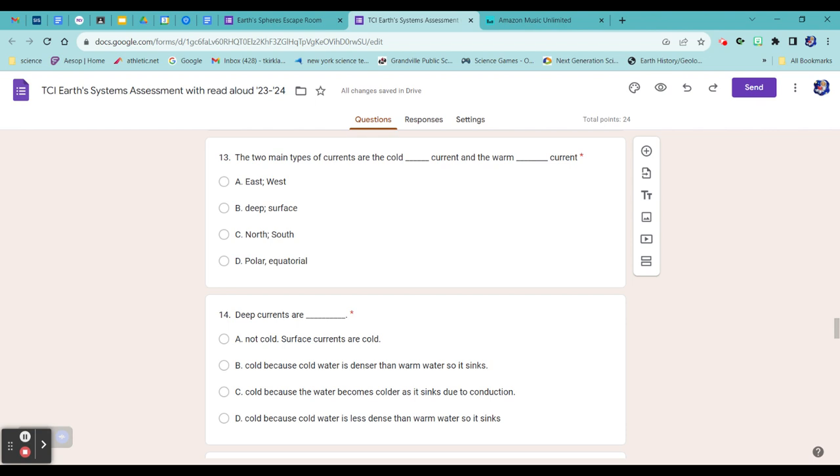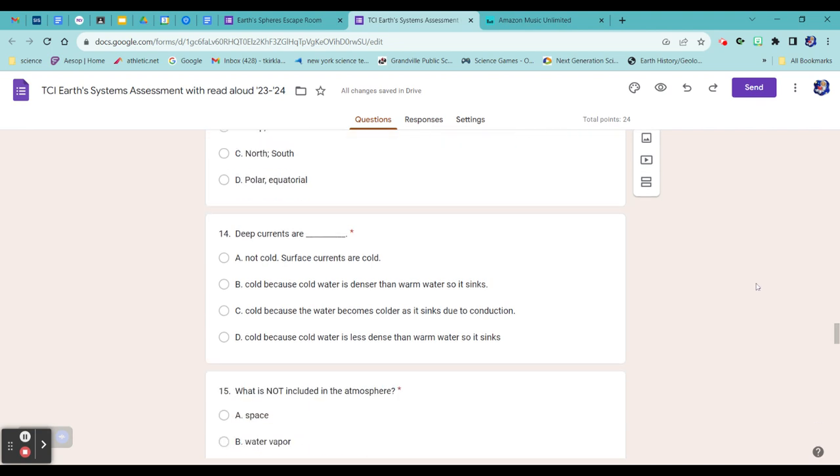14. Deep currents are A, not cold, surface currents are cold. B, cold because cold water is denser than warm water, so it sinks. C, cold because the water becomes colder as it sinks due to conduction. D, cold because cold water is less dense than warm water, so it sinks.